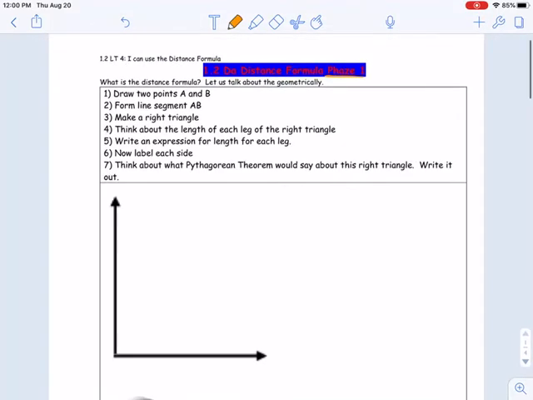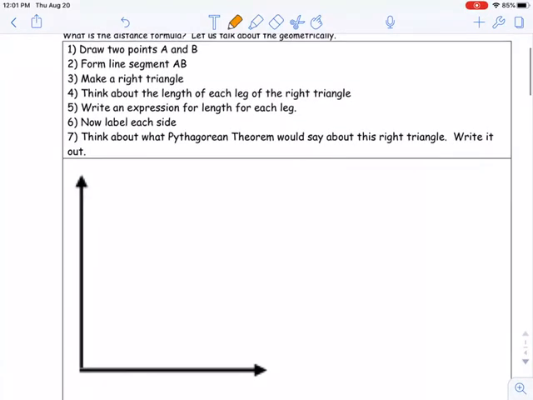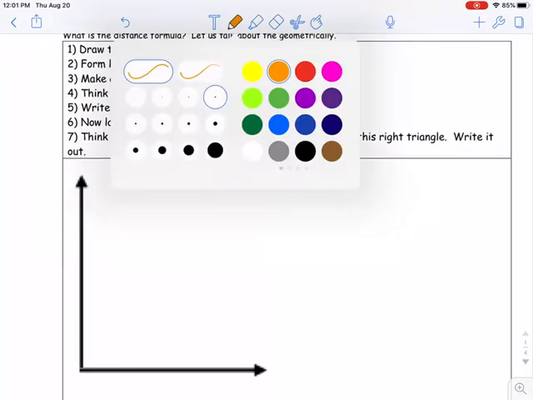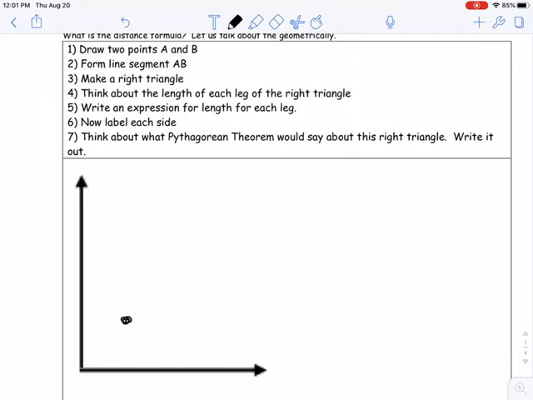All right, before I just give you the formula and say memorize it, well, let's try to understand where it comes from, how it works, all that fun stuff. So we got just a quadrant right here. I'm going to draw 2 random points. Right here looks like a good one. I'm going to call that A. And over here looks like a good place for B.